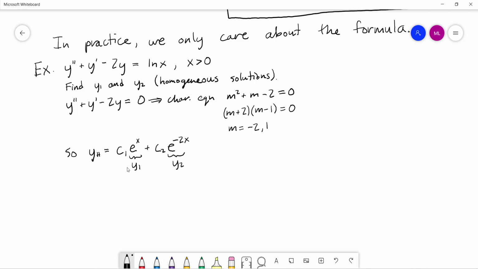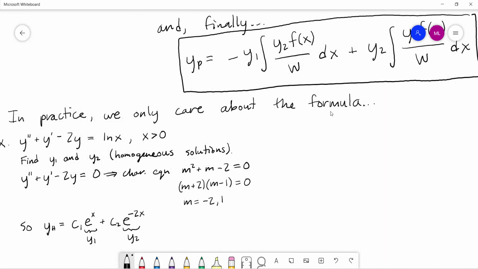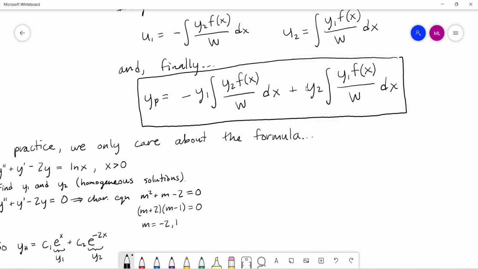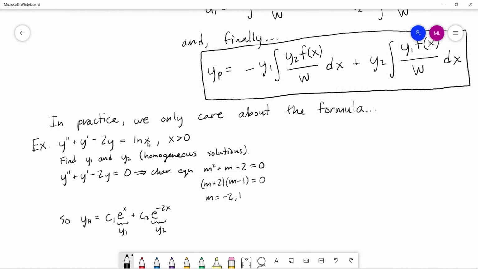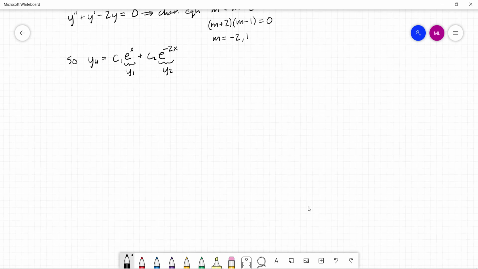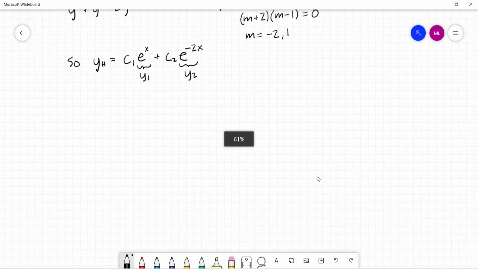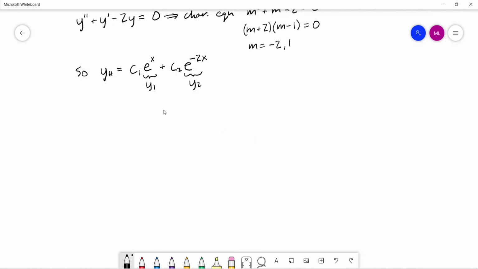Okay, so now that I have y1 and y2 for this formula, I have this and this. We know what f of x is. It's right here, the natural log term. The last piece we need is the Wronskian, which is the determinant of the matrix that we get by putting y1 and y2 in, as well as their derivatives.